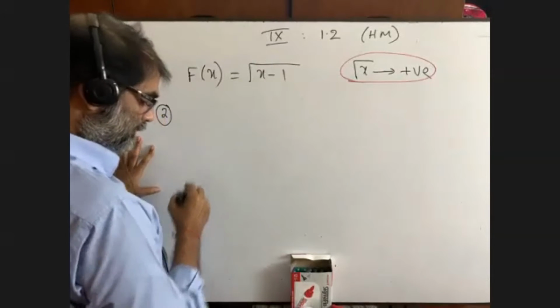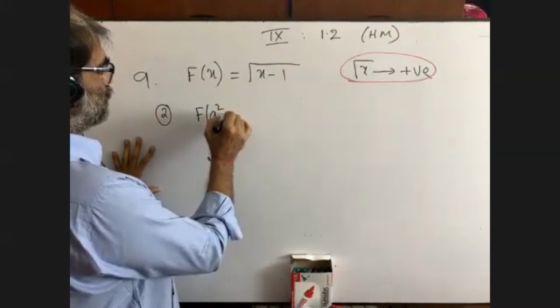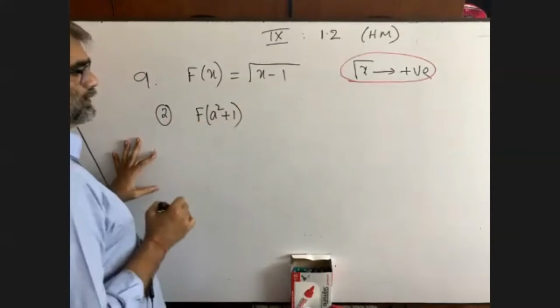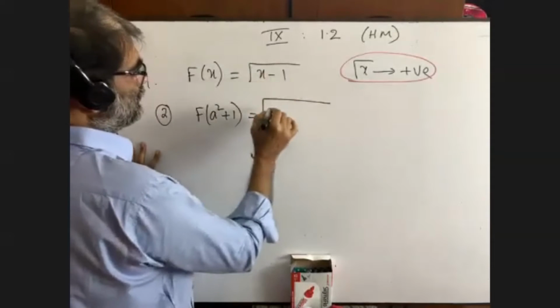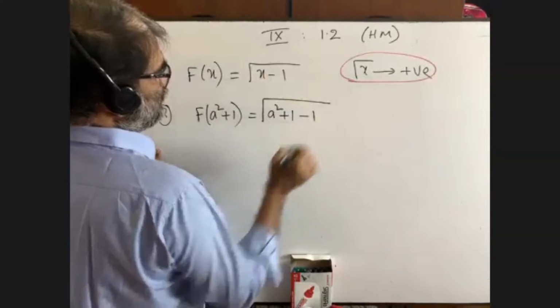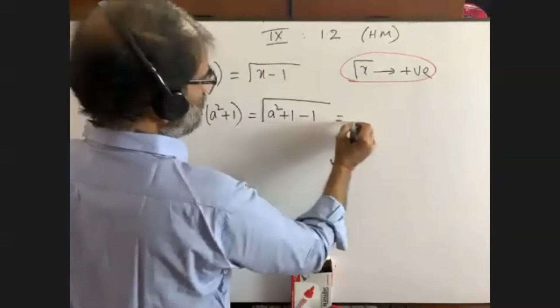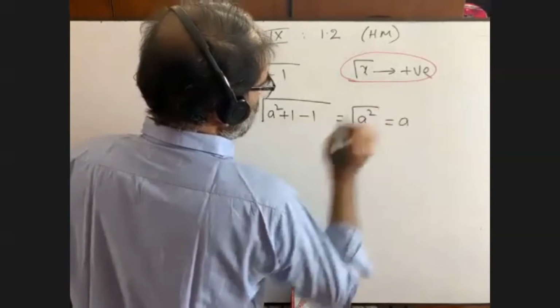Now go to question number 2 of 9. That is f of a square plus 1. Can you please let me know what will be the value of f of a square plus 1? For x it will be a square plus 1, minus 1. So we are getting root over a square, which is also only a. Okay.